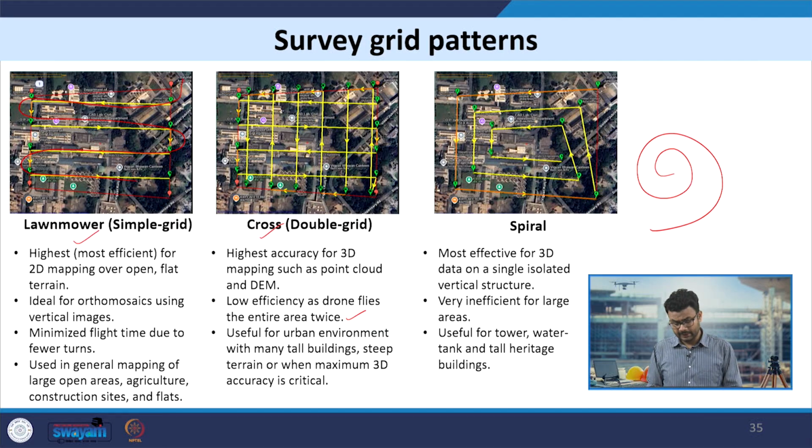On the other hand, if we just want to map a single object from multiple angles and with very high three-dimensional accuracy, then we go for spiral survey grid. So it is very inefficient for large areas, but it provides a very accurate map if you have a single object like a tower or a water tank.